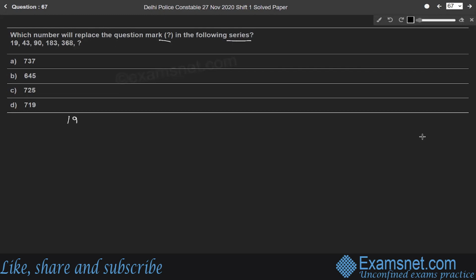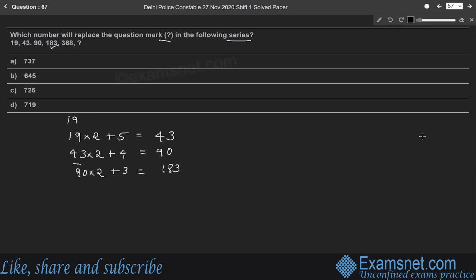The second number, 43, is obtained from 19 into 2, that is 38, plus 5. So 43 is 19 into 2 plus 5. Whereas the next number 90 is 43 into 2, that is 86, plus 4 is 90. So each number is multiplied by 2 plus 5, 4, and the next number is 90 into 2 is 180 plus 3 is equal to 183.